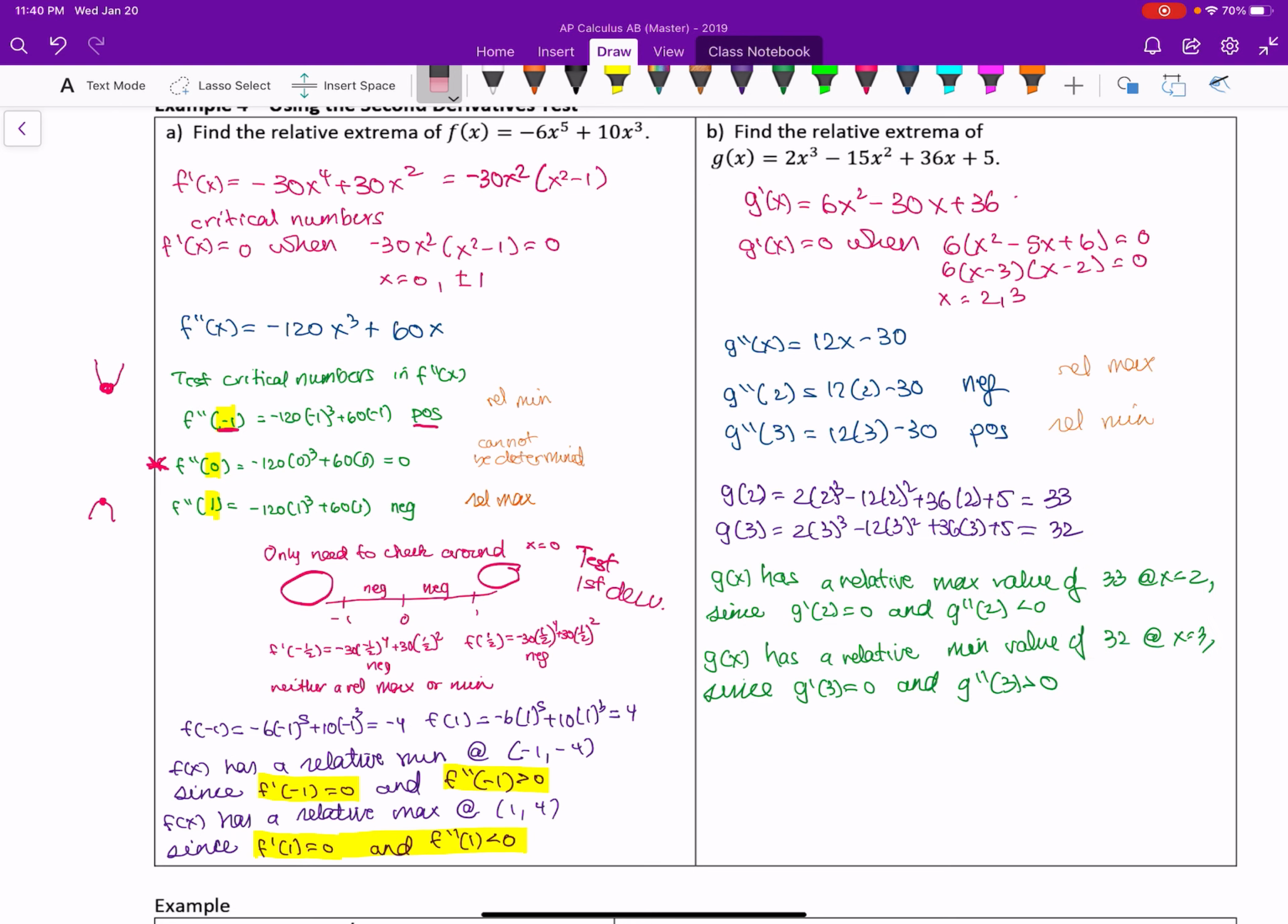So first derivative, set the first derivative equal to 0, test those values in the second derivative. In this case, you didn't end up with a point that was not determined, so then we already know. All we have, we have a relative max and a min, which happens. And I worded it slightly different. In part A, I wrote it as an ordered pair. It's just kind of a stylistic thing, whereas here I wrote it as a sentence. The maximum value of 33 happens at x is equal to 2. You could also have written it as an ordered pair. It's just a stylistic thing.